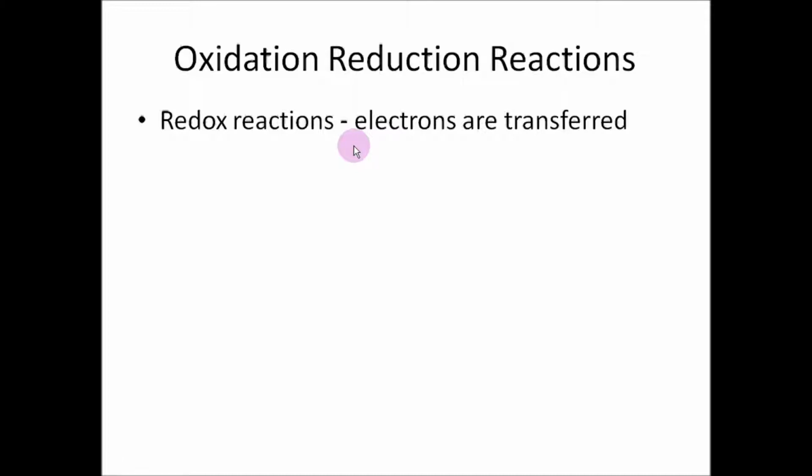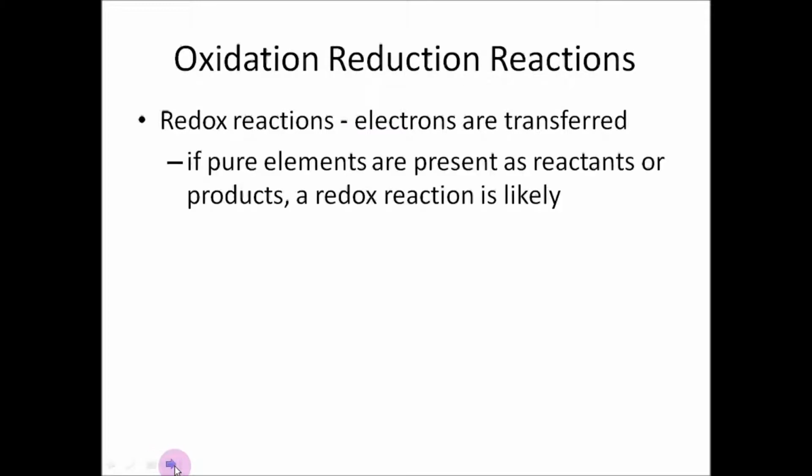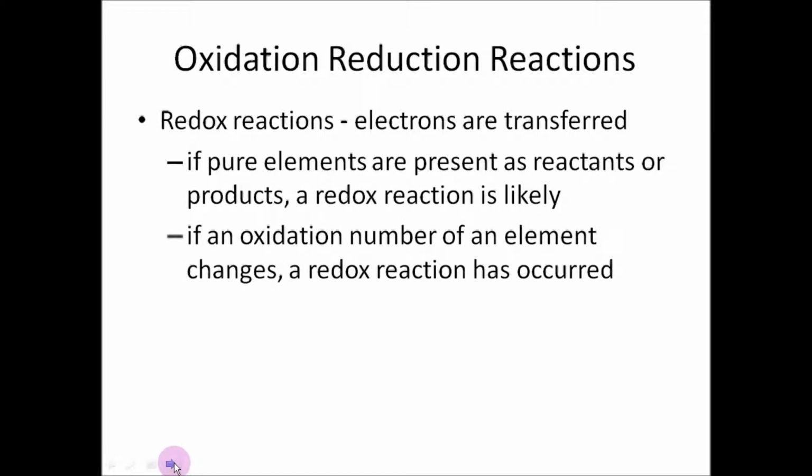So let's take a look at some things. If we see pure elements as either reactants or products, then we know that an oxidation reduction reaction is occurring, because those pure elements have oxidation numbers of 0, as we'll see in a little bit, and when they change away from pure elements, their oxidation number is also going to change, indicating that electrons are being transferred. All right, so if that oxidation number of an element changes, a redox reaction has occurred.